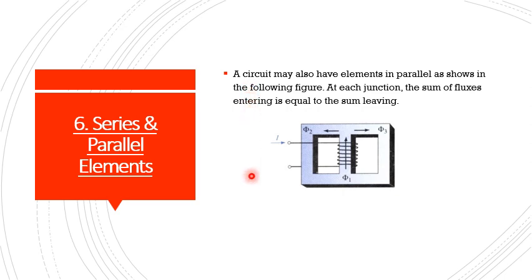And for parallel element, a circuit may have elements in parallel, such as in this figure. At each junction, the sum of flux entering is equal to the sum leaving. It's the same as KCL, or Kirchhoff's current law.